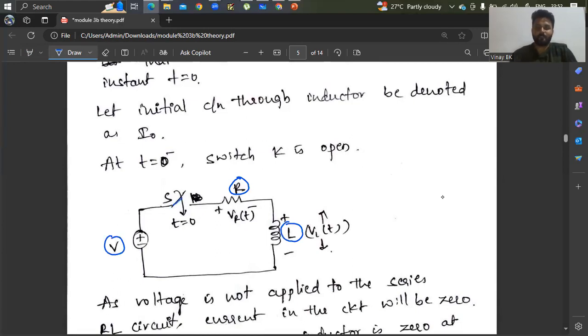There will be a transition, so I'll be having a switch, and at t equals to 0 it is closed. I'm defining the switch as S. Now let the initial current flowing through the inductor be denoted as I naught. So I naught means the initial current that is flowing through the circuit. At t equals to 0 the switch is closed, so t equals to 0 minus means before closing, the switch is open. Now the switch K, or S, is open when t equals to 0 minus, and again it is closed when t equals to 0 plus.